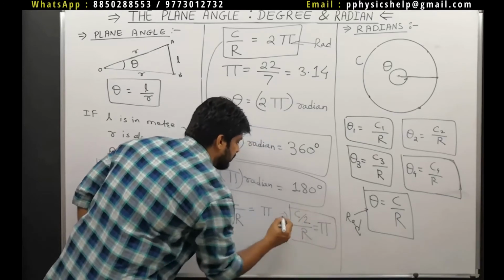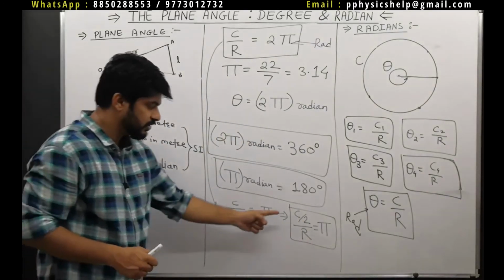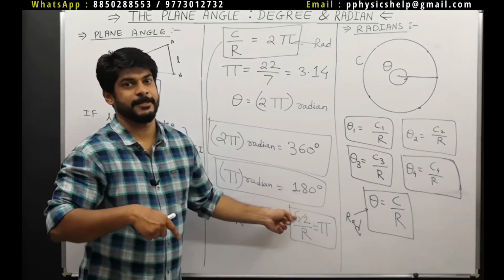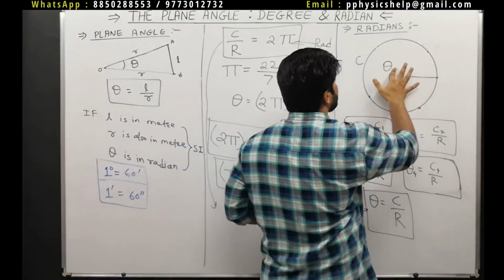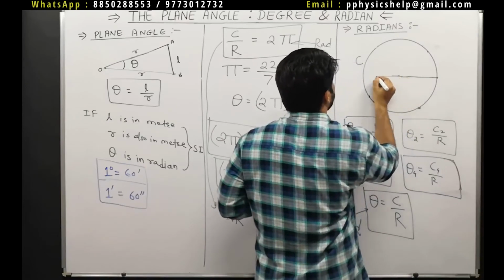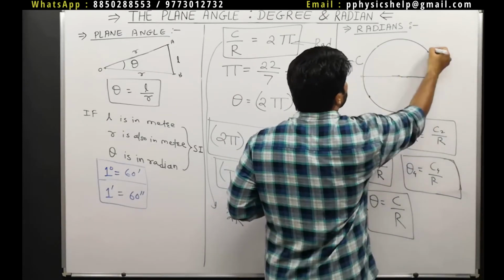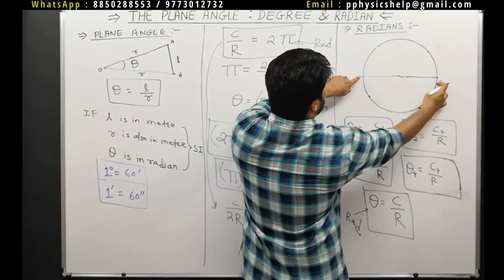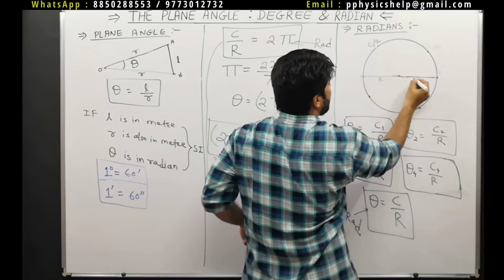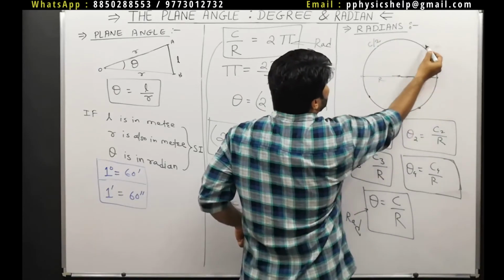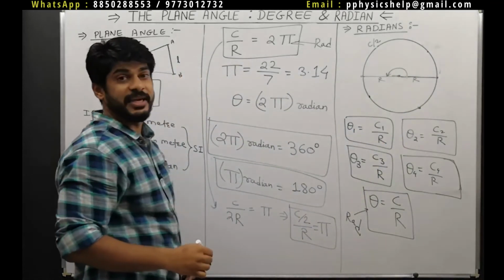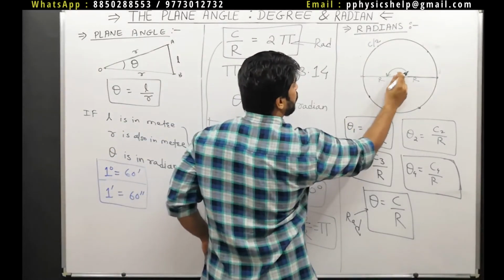Now look at this equation: c by 2 upon r. What is c by 2? Half of the circumference. Let's go here and see. Here is the half of the circumference, somewhere here. Look at this arc length. This is c by 2. This is our center, this is radius, this is radius. Now you can see this half circumference is subtending a certain angle with the center.